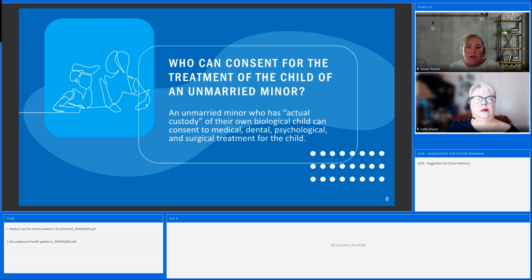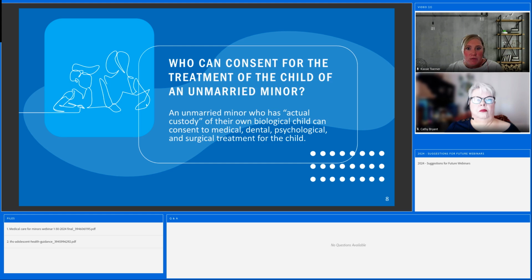So here, who can consent for the treatment of the child of an unmarried minor? And this gets a little bit wordy, seemingly, but an unmarried minor who has actual custody, as we mentioned, of their biological child and is consenting to their medical treatment, surgical, psychological, dental of that child, they can also consent for the treatment of that child, unless there is an outlying situation where they do not have custody. So that's the distinction they're making here.